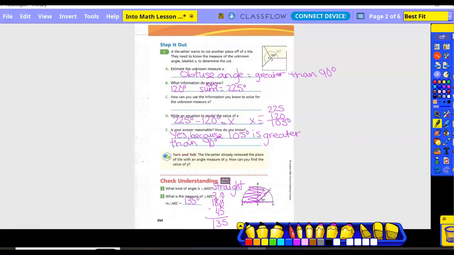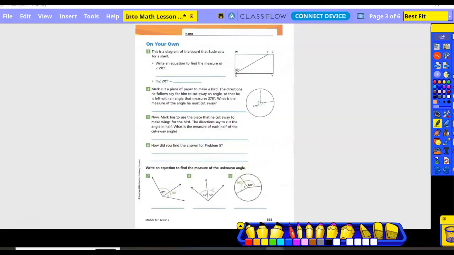Yes. Yep, because we said it's an obtuse angle. So it's going to be more than 90 degrees. And is 135 more than 90 degrees? Yes. Yep. On your own, number 3.